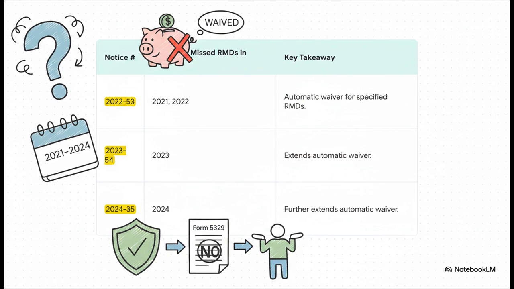And you also need to be aware of this special relief. The original Secure Act caused a ton of confusion around the new 10-year rule for beneficiaries. Because of that widespread confusion, the IRS has basically issued a get-out-of-jail-free card, an automatic waiver for certain missed beneficiary RMDs all the way from 2021 through 2024. If this is your situation, you might not even have to file the form.